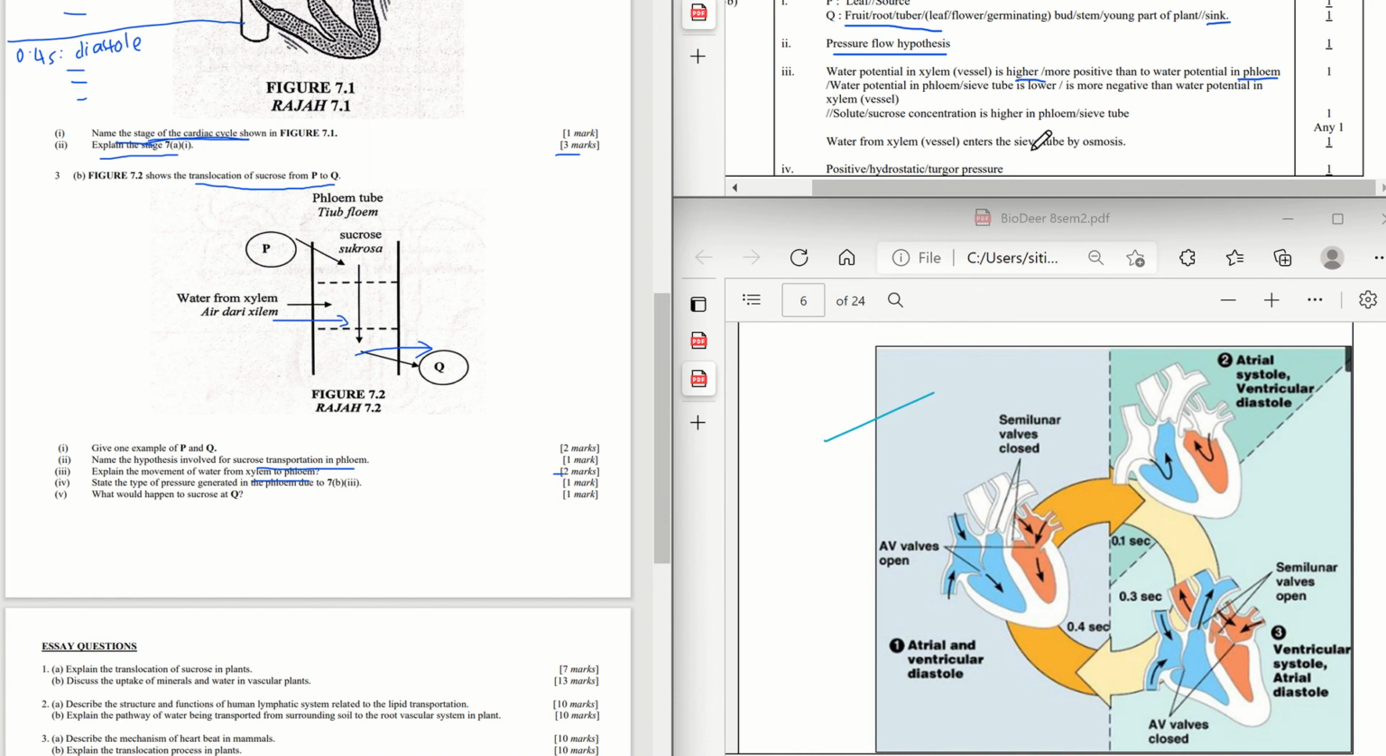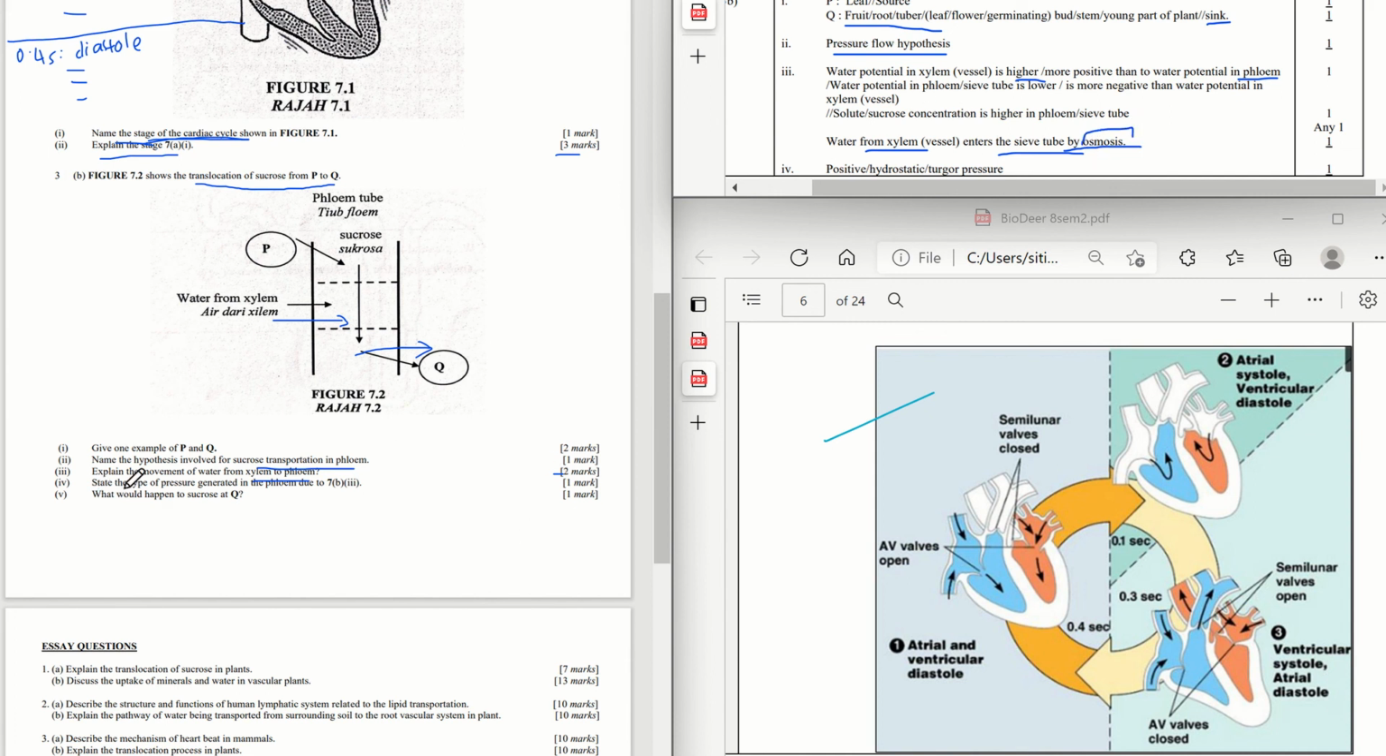Okay, it enters by osmosis. So water from xylem enters sieve tube by osmosis. Okay, baru you dapat 2 markah. You kena letak perkataan osmosis ni yang baru you dapat lagi 1 markah.